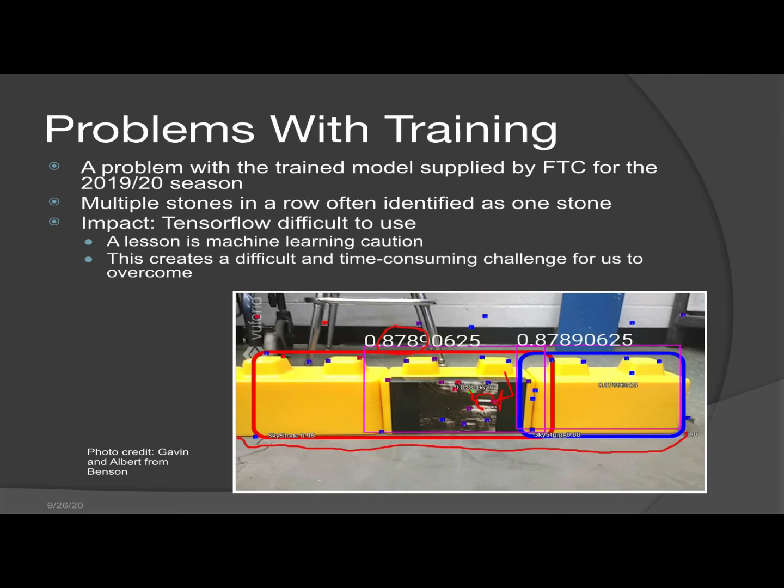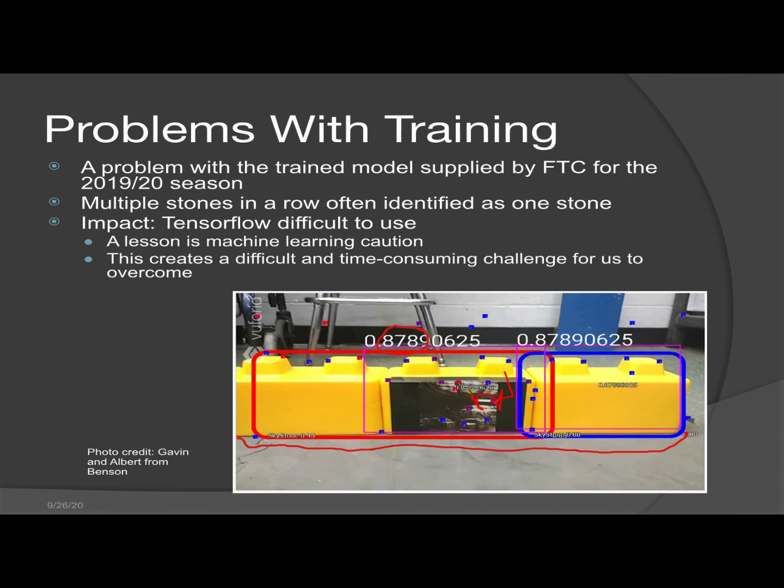And what some teams did is they said, well, that's not acceptable for the model to do that. They retrained the model by taking hundreds of photographs and then going through a process of retraining that took a few hundred hours to create a better model that would distinguish between two stones when they were next to each other. But that was hard. And so that is something that we hope we don't have to do this year.